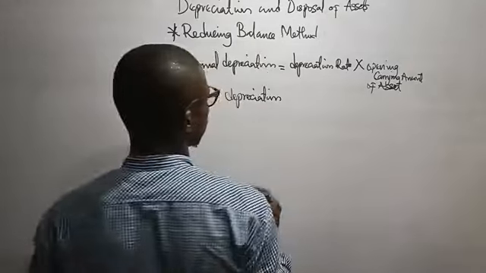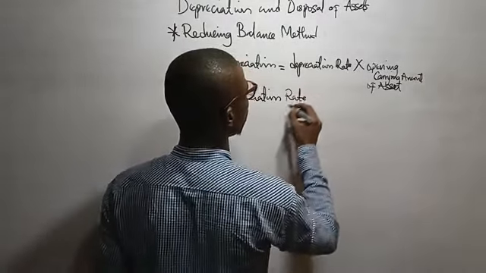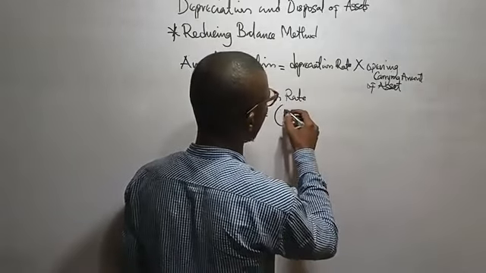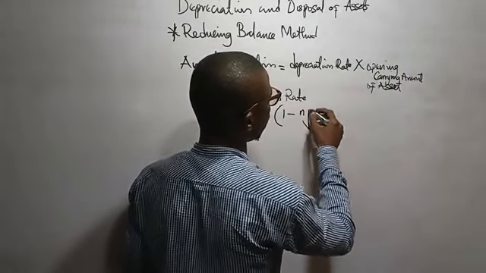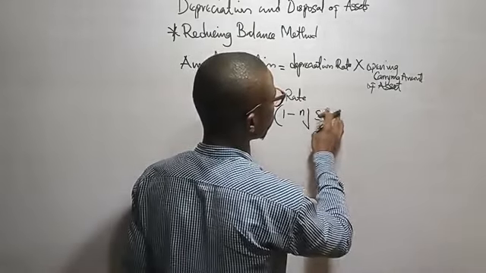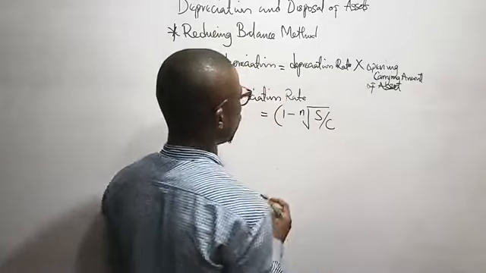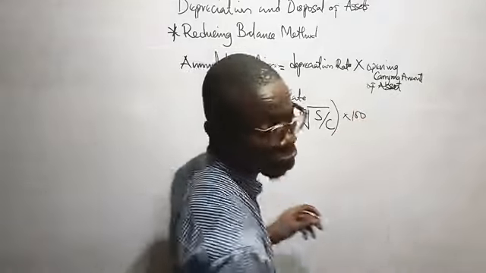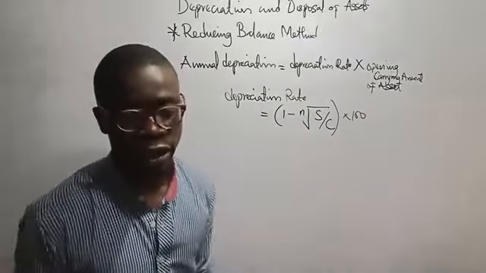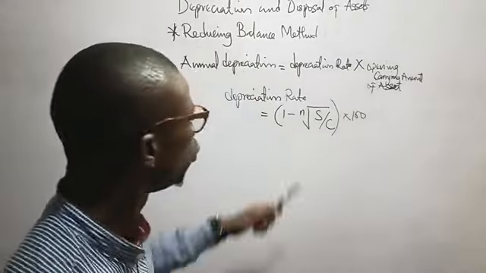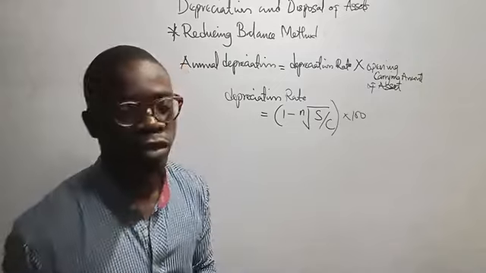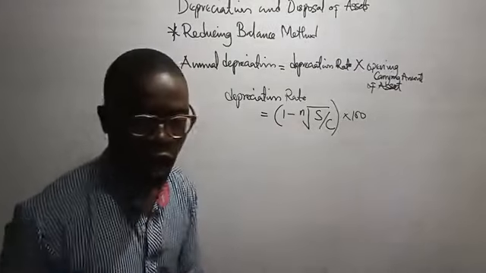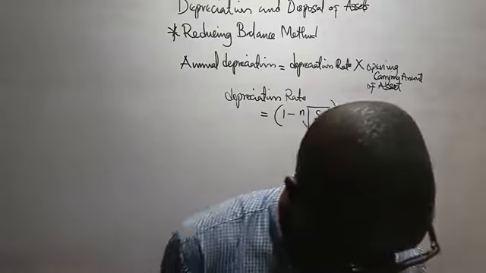So now the depreciation rate can be calculated as follows. It will be 1 minus the nth root of S over C, times 100. Your 100 can either be in front or back, that one does not matter. So what is your n? Your n is your useful life of the asset. S is the scrap value, while C is the cost of the asset. Am I communicating now?